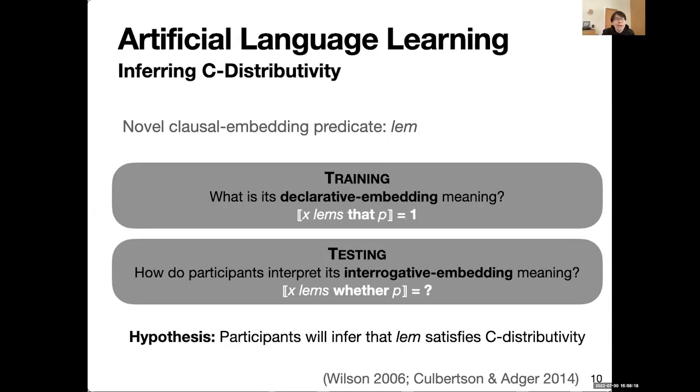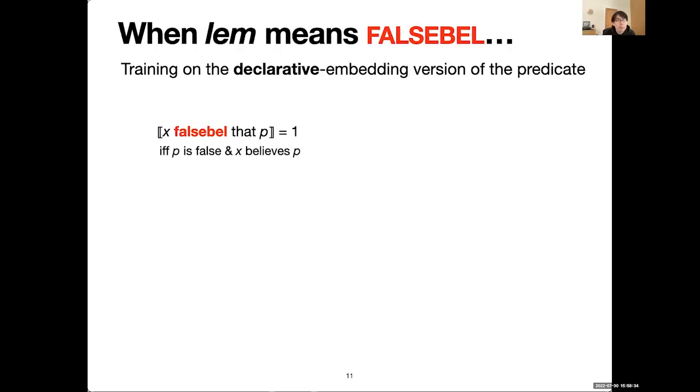Now, what does lem actually mean when it takes a declarative complement? We had two groups of participants, one group who learned that lem means what we call false bell, the other group who learned that it means what we call no false. Let me talk a bit more about these two meanings. So let's start with false bell. False bell basically means falsely believe. So our participants are taught this meaning with respect to declarative complements.